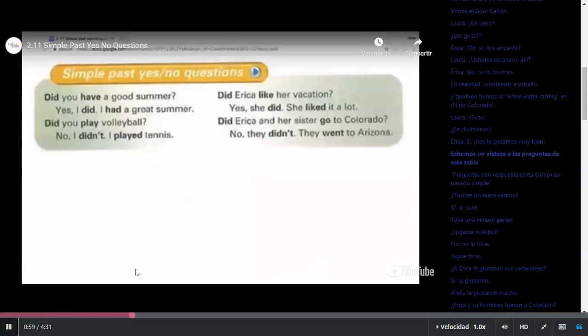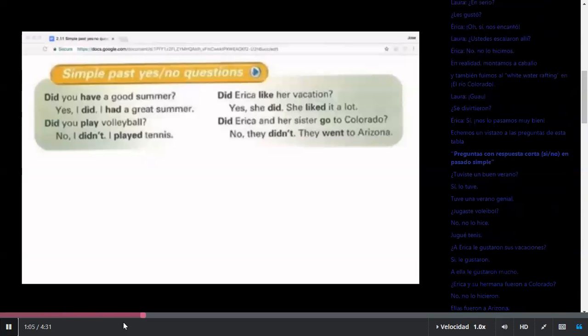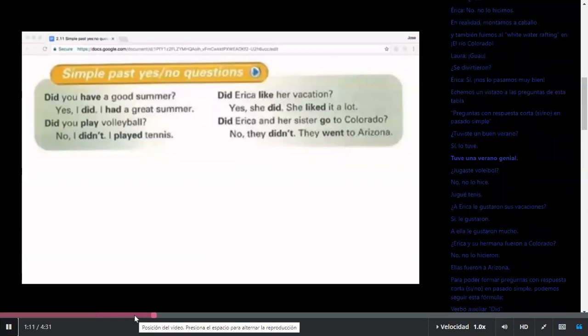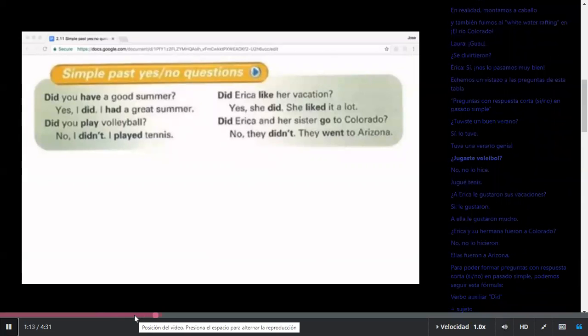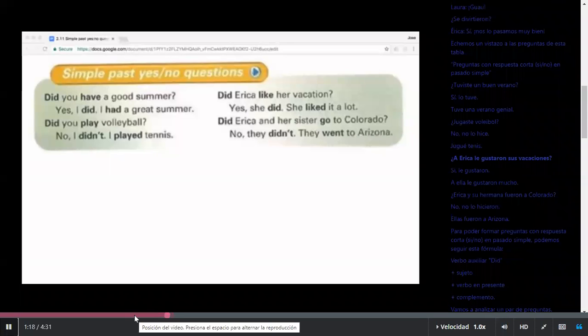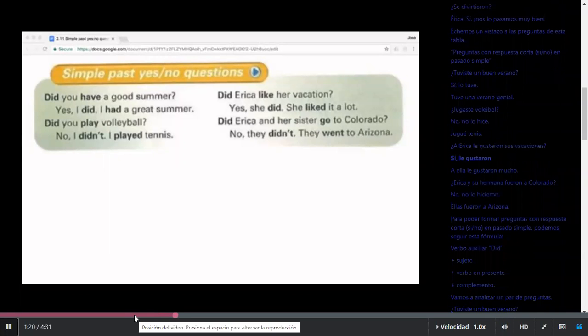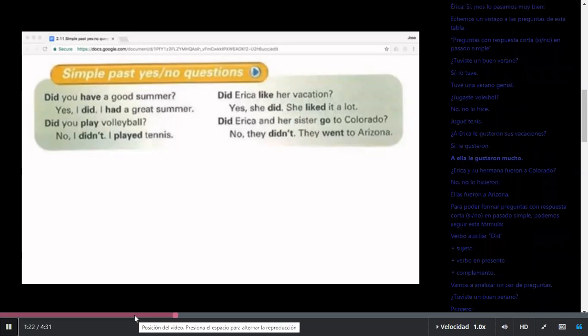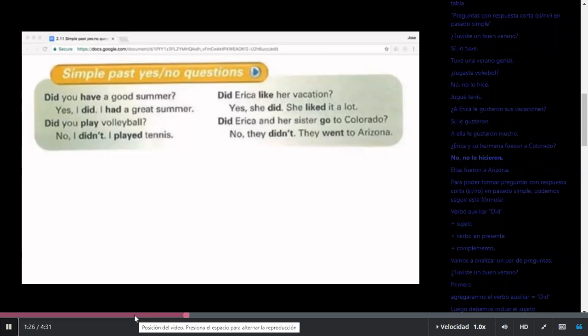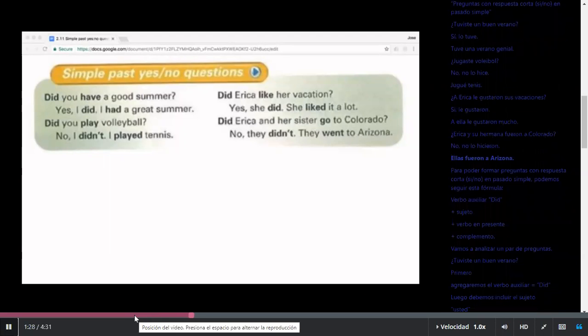Let's take a look at the questions on this chart. Simple past, yes, no questions. Did you have a good summer? Yes, I did. I had a great summer. Did you play volleyball? No, I didn't. I played tennis. Did Erica like her vacation? Yes, she did. She liked it a lot. Did Erica and her sister go to Colorado? No, they didn't. They went to Arizona.